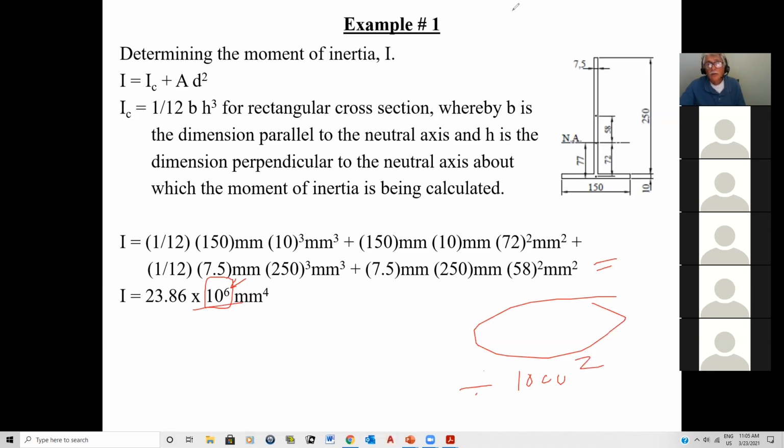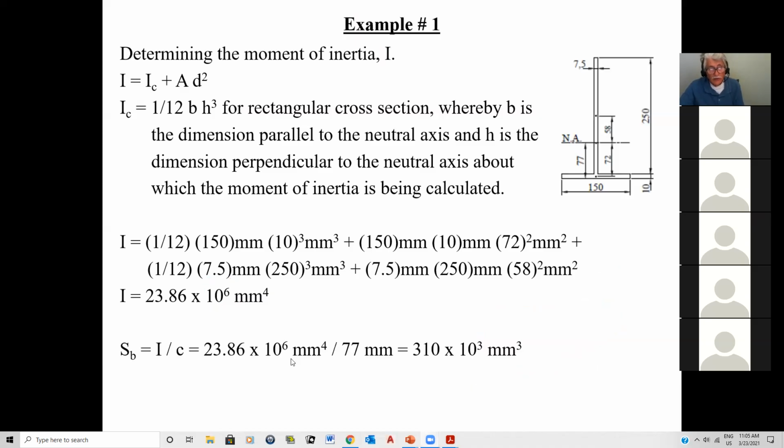Okay, so that's the easiest way to do it on your calculator. And now the section modulus is I over C. Now you've got to be careful. You want to calculate the stress in the steel. So the stress in the steel is here. In this case, the section modulus would be the distance from here to here. If I want to calculate the stress in the wood, then I would have to take this distance here. So that's why I take 77.